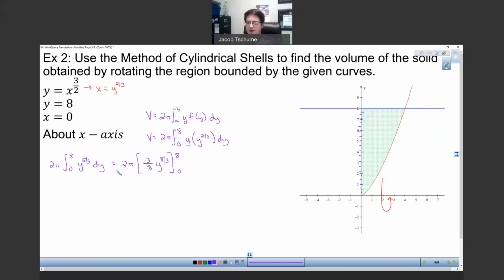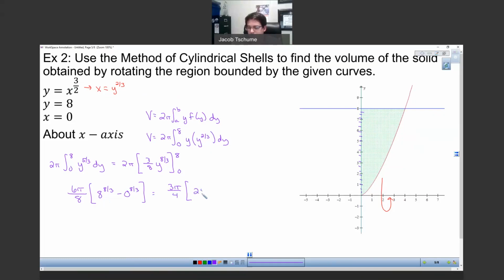I'm going to bring the 3/8 out front so that I can rewrite this as 6 pi over 8 multiplied by 8 to the 8 thirds minus 0 to the 8 thirds. Well, 6 pi over 8 simplifies into 3 pi over 4. 8 to the 8 thirds, let's see, the bottom number is your root. So the cube root of 8 would be 2. And then 2 to the 8th would end up being, let's see, 32, 64, 128, 256.